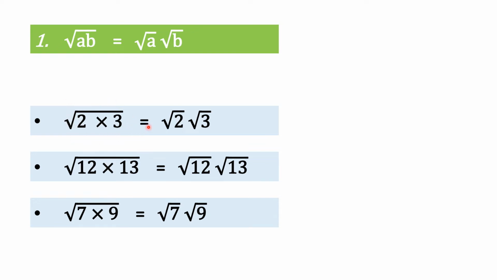Root 6 is equal to what you get when you do root 2 alone and root 3 alone and then multiply them; you'll get root 6 itself. That is what they're telling us. So root 2 into 3, doing it together and then taking the whole root, is the same as individually getting the roots of 2 and 3 and then multiplying them. So that is what this rule is.